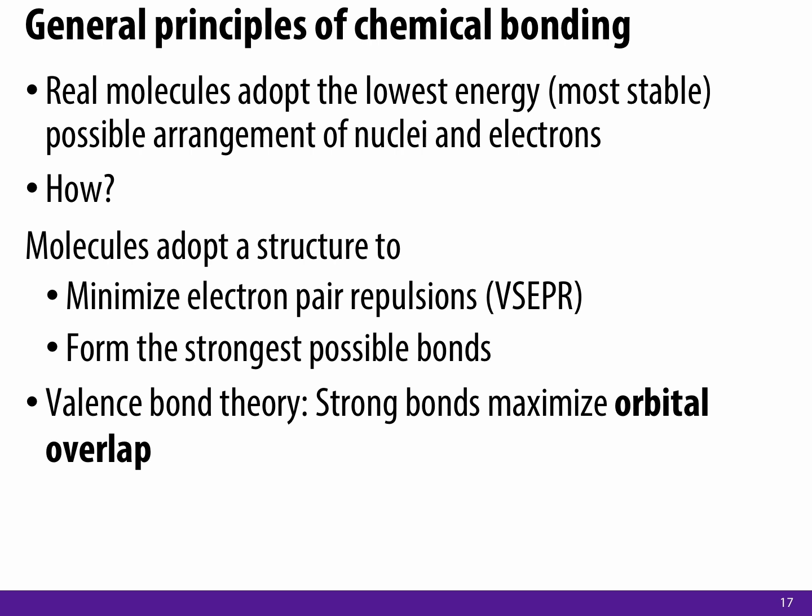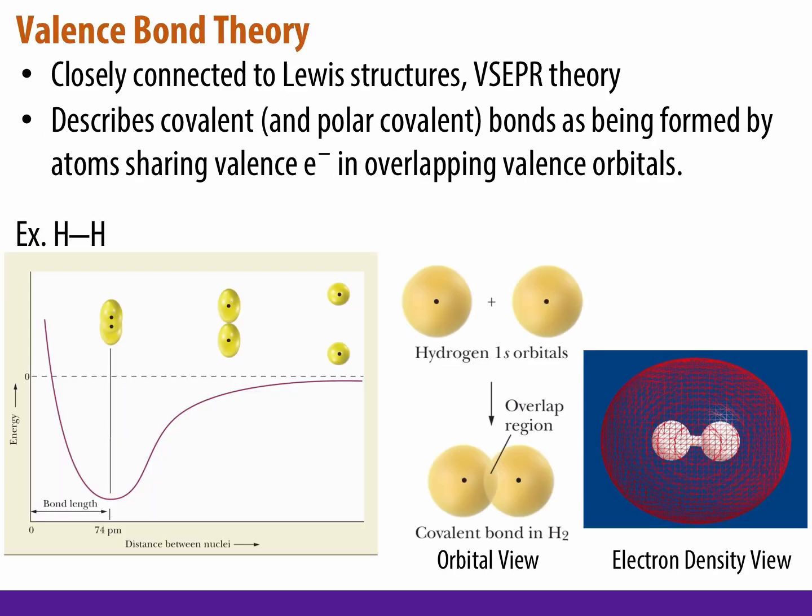The new part here is this idea of forming the strongest possible bonds. So valence bond theory says that the best way we can form strong bonds is by maximizing the orbital overlap. That's a concept that we'll see also applies to molecular orbital theory when we get there. So valence bond theory is a nice extension of Lewis structures and VSEPR theory. We're going to describe bonds as being formed by atoms sharing valence electrons in overlapping valence orbitals.